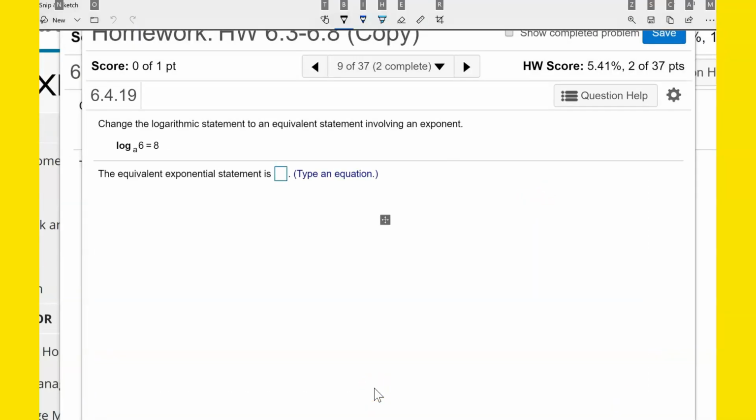Again, we're changing a log to an exponential, so the exponent is on A. A is the base of the log, and A is the base of the exponential. 8 is the exponent on the base, and it gives you 6.